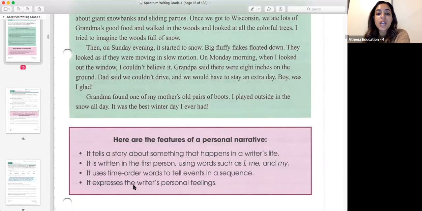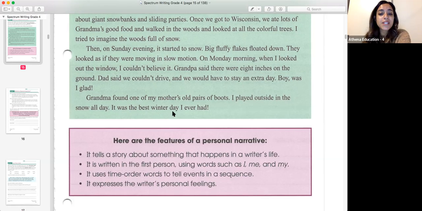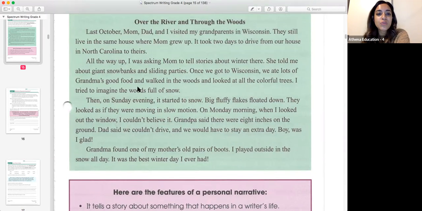And it expresses the writer's personal feelings. So you talk about how you feel. I was feeling happy. She had the best winter day and she was so excited and she couldn't believe it. And she says, boy, I was glad. So you want to express how you are feeling during these events.